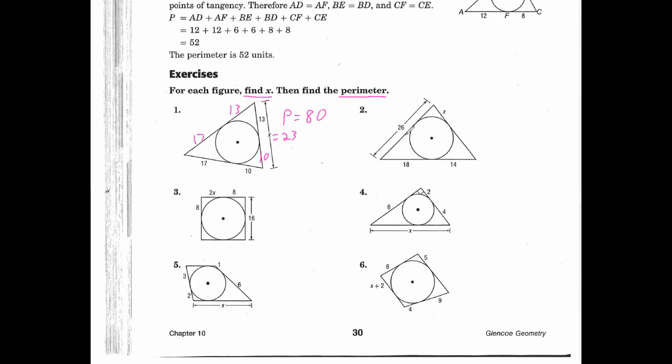All right. On number 2, we have this whole thing is 26. Well, I know that this piece is 18. So subtract 18 from 26. That leaves us with what? So this little piece here is 8. Now, we already know what x is. X is going to be 8.